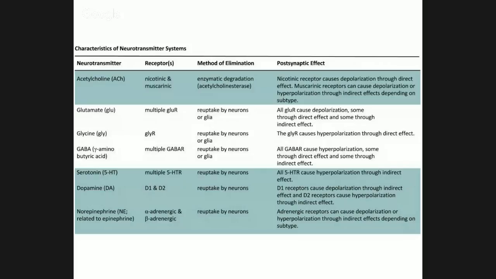Now, you might have noticed as I was talking through this, I skipped over the column here that talks about elimination, partly because it really kind of breaks the receptor postsynaptic effect combination here. But all of the biogenic amines are taken back up into the neurons that release them. And I wanted to mention that specifically about dopamine, because there are drugs that work on the dopamine system in your body because they have an effect on the reuptake protein. And the main drug that does that is cocaine.